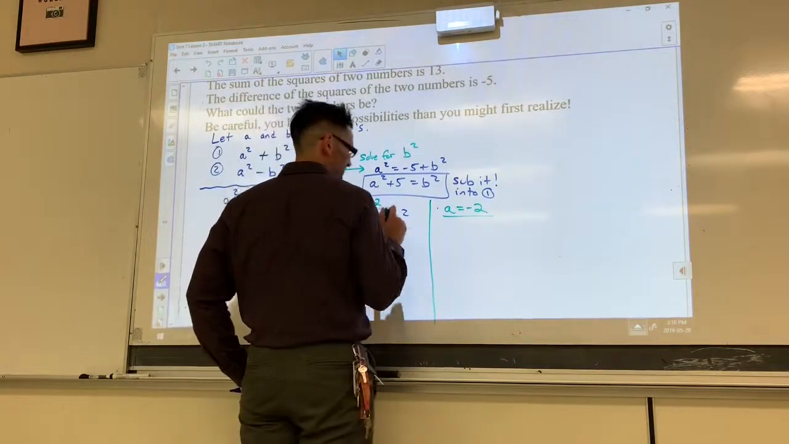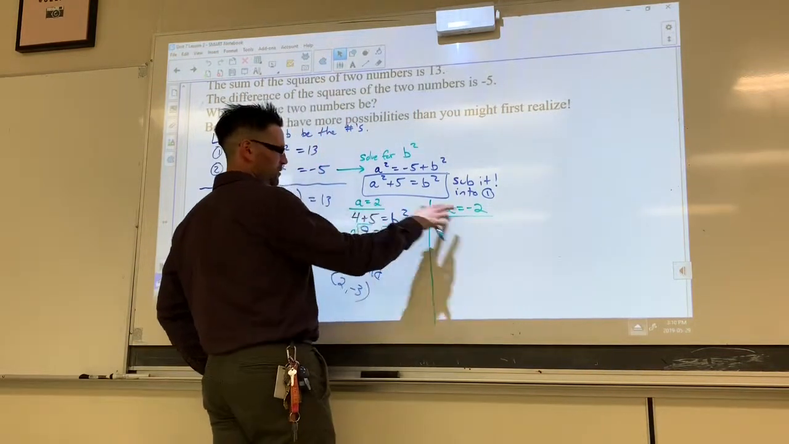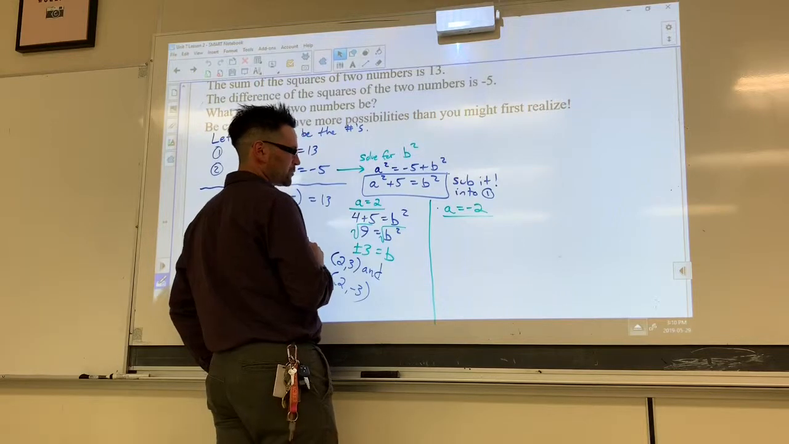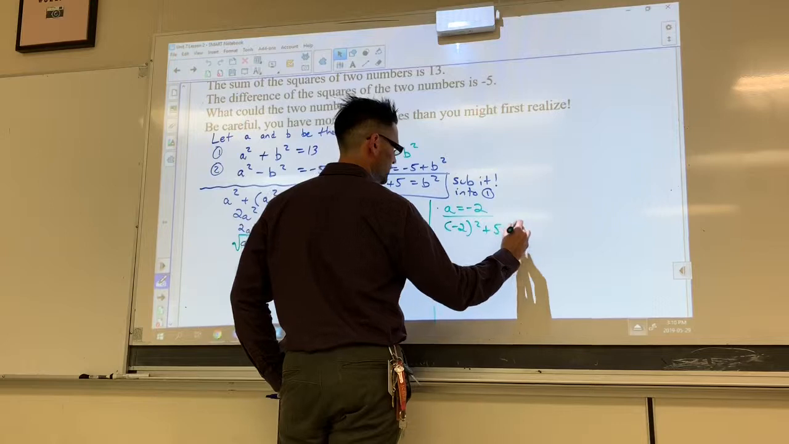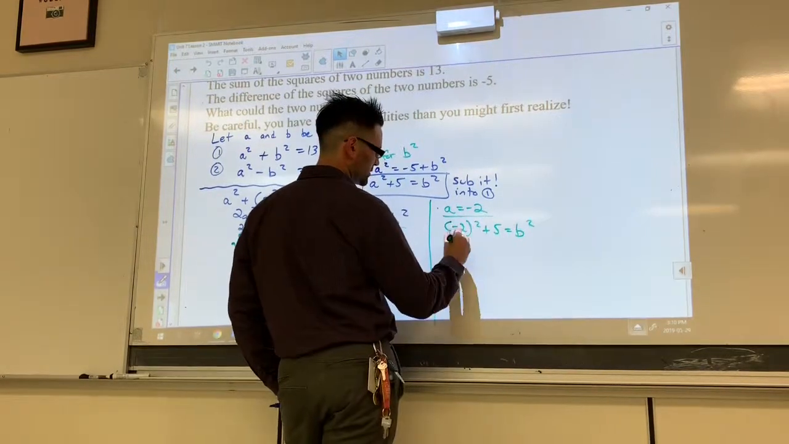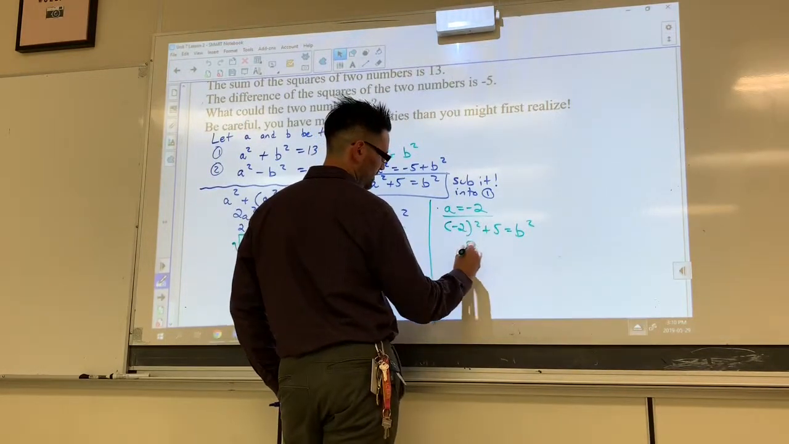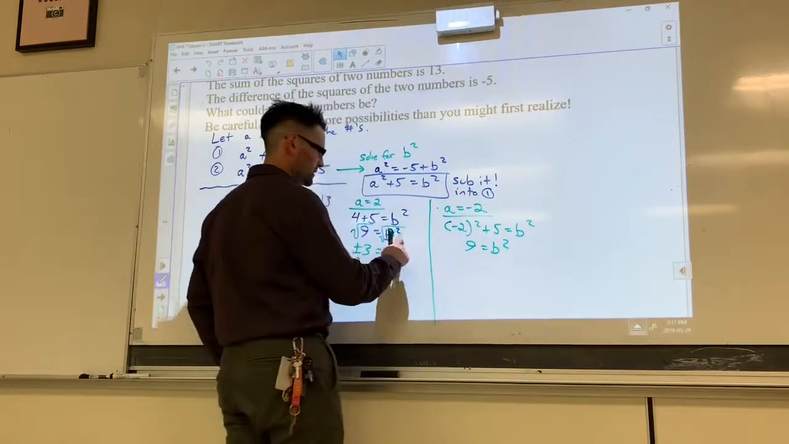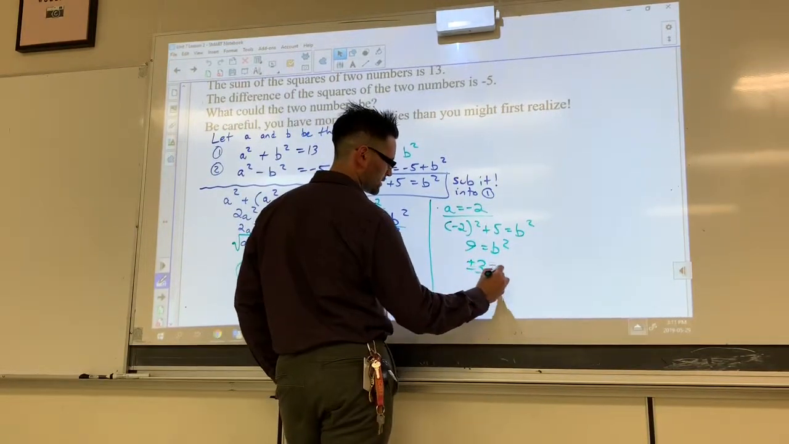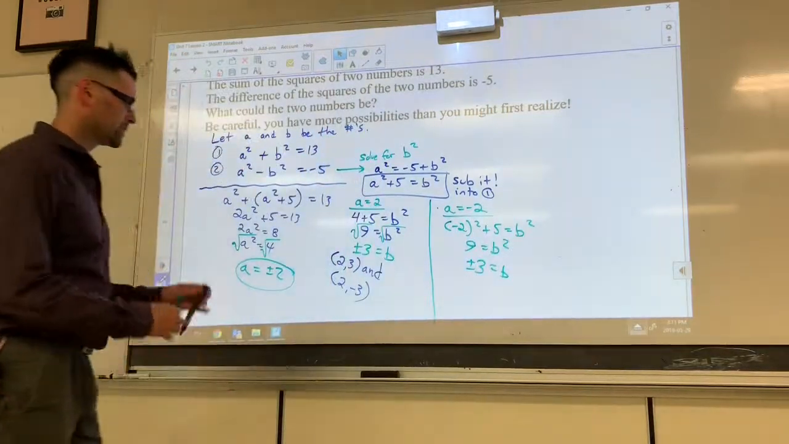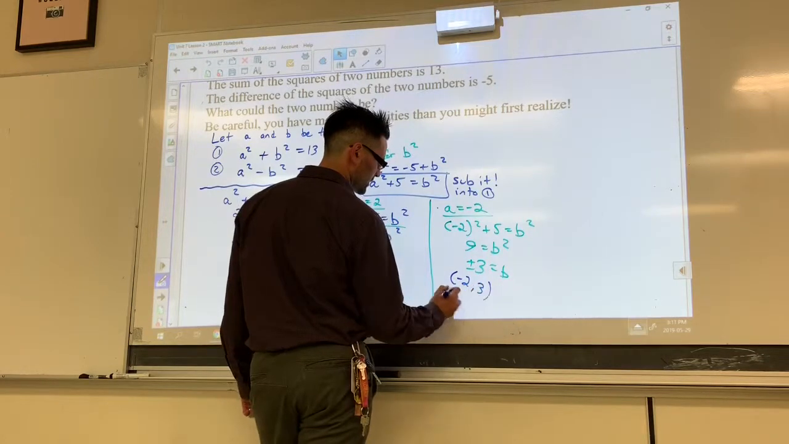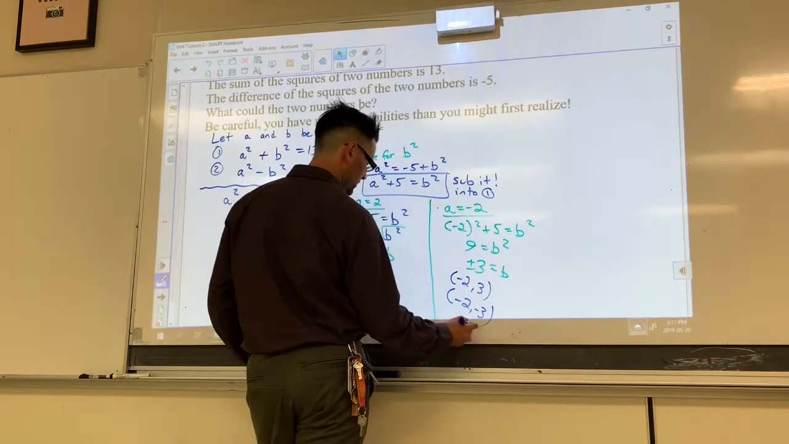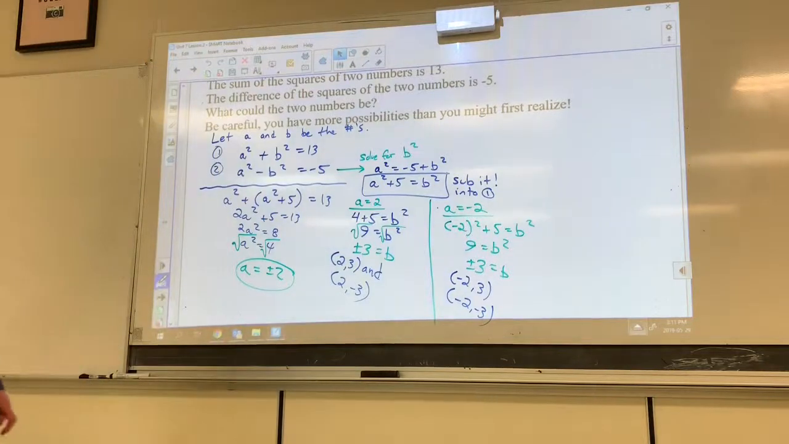Wait, this is the same. It's going to be the same, right? Because you're squaring it, so it's going to be exactly the same work. I'll show it just in case. You've got negative 2 squared, we just get 4 plus 5. So you're back to this step, exactly like that. So you get plus or minus 3 equals B when you square root both sides. Okay, so then you've got -2 and +3, and -2 and -3, so you've got 4 answers.